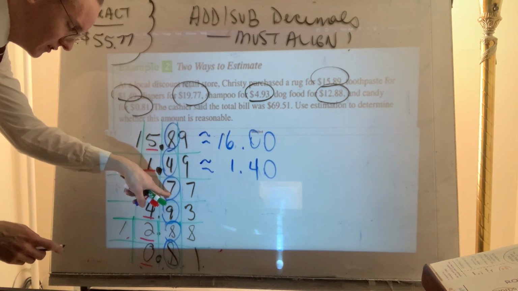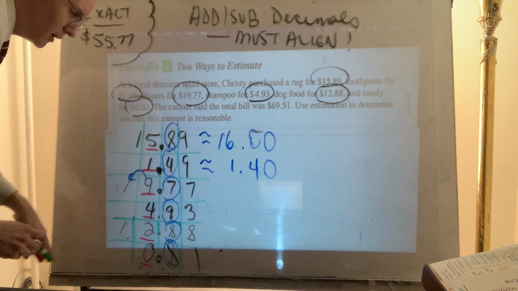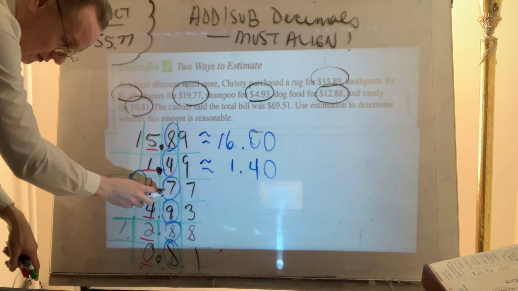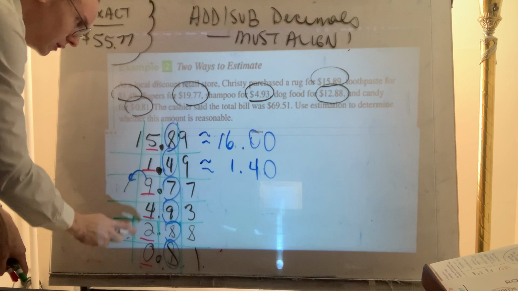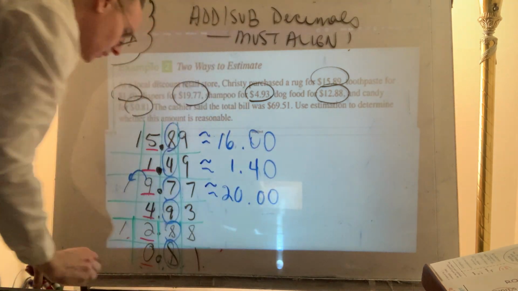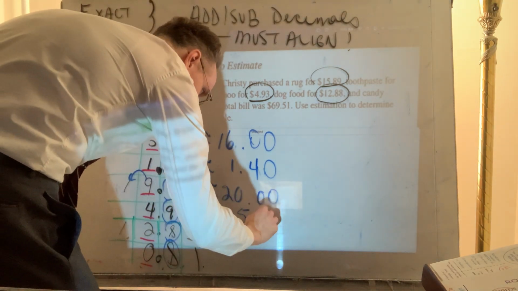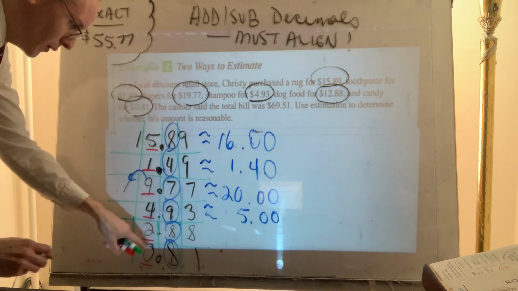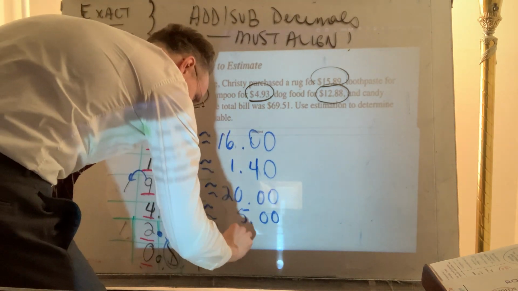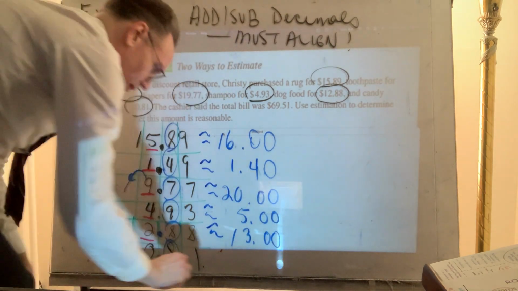19.77, based upon the 7 here, this would be 1 digit higher, which would in turn encroach upon that. You can't fit a 2-digit number like 10 into a 1-digit space, right? So it encroaches. So this would be about $20. All right, 4.9 based upon 9 here is about $5. 12.8 based upon the 8 here is about $13. And 0.8 is about $1.